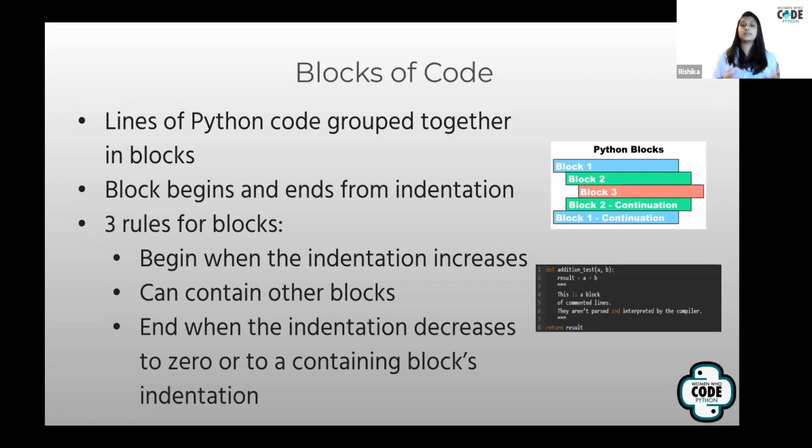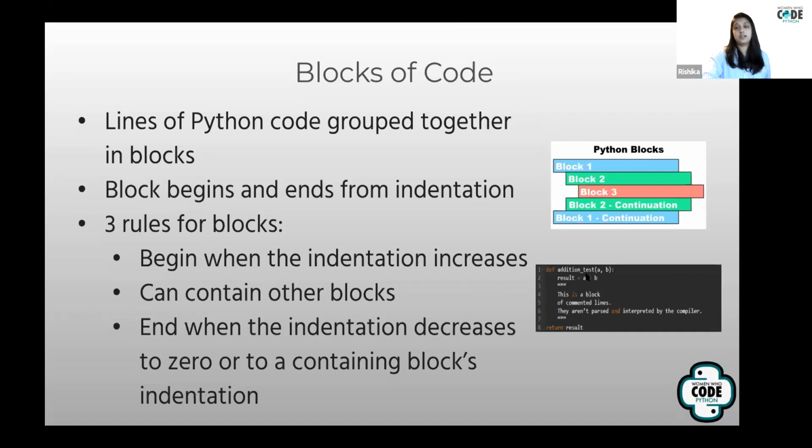And then a block ends when the indentation decreases to 0 or to a containing block's indentation. As you can see here with block 2, it ends when you decrease the indentation. So you're going from block 3 back to block 2, and now you're closing out that block. It ends either when the indentation decreases, going from block 3 back to block 2, or when you're going all the way back to 0, essentially the first initial stage of block 1.